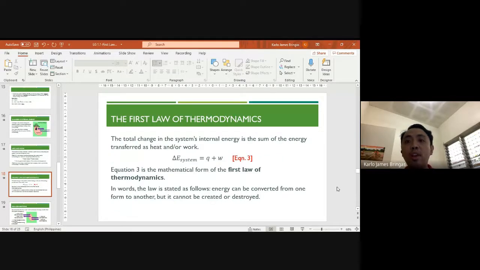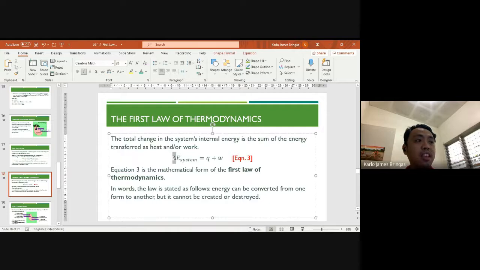So itong heat and work natin, it's now related to the change in internal energy of our system. And the way that it is related is stated by the first law of thermodynamics. So equation 3 that you see in here, this is the mathematical form of the first law of thermodynamics, and it simply states to us that the total change in the system's internal energy is simply the sum of the energy transferred as heat and/or work.